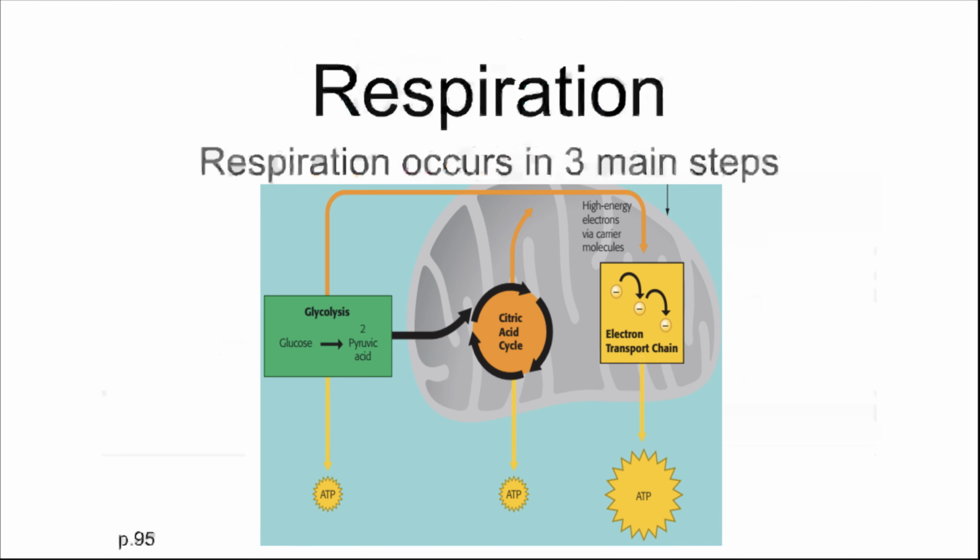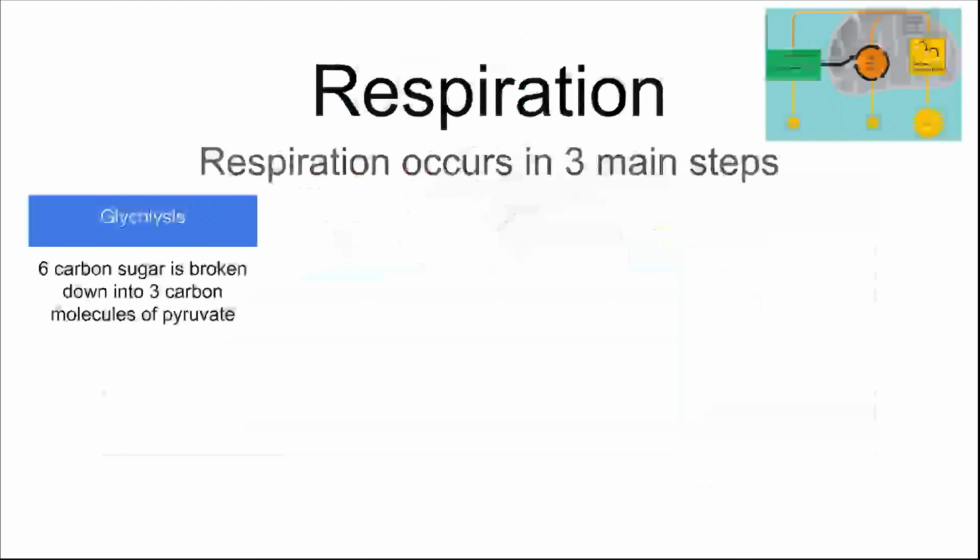Respiration occurs in three main steps: glycolysis, the citric acid cycle, and the electron transport chain. We'll describe those briefly and then go into each one of those in more detail. Glycolysis is the breakdown of a 6-carbon sugar into 3 carbon molecules of pyruvate. This occurs inside the cell, but outside of the mitochondria.